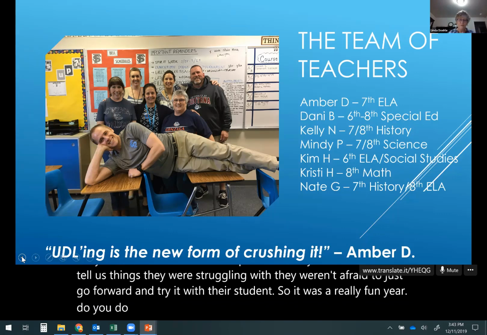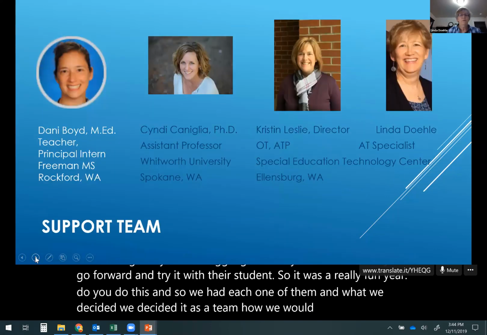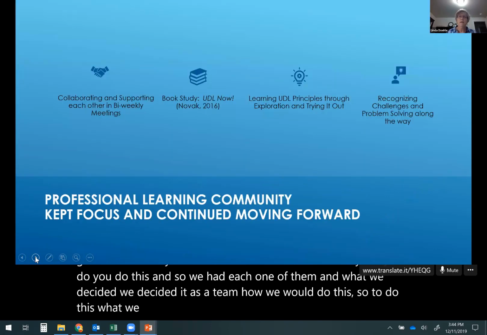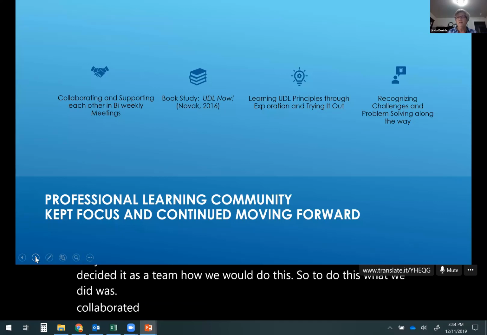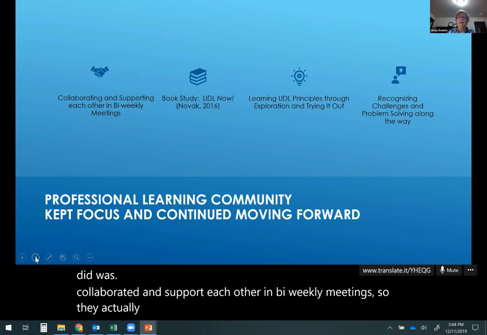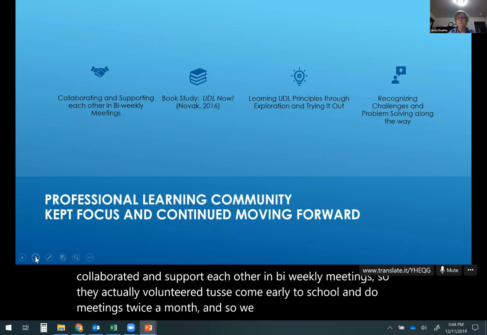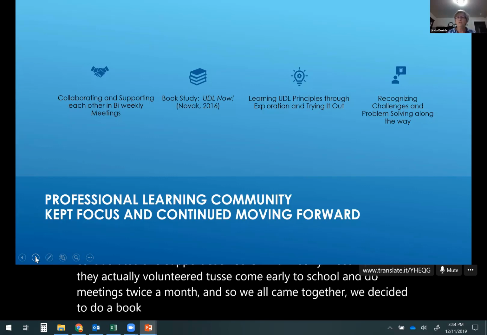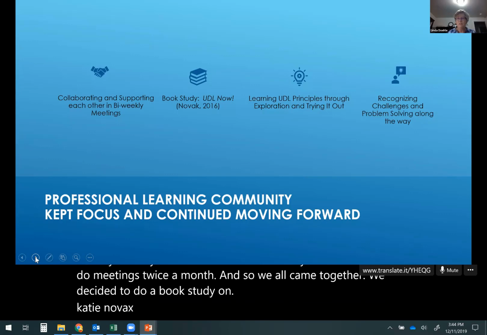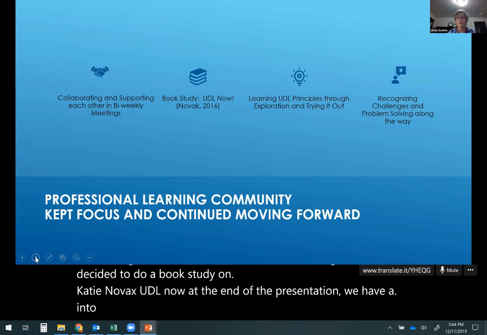And so we had each one of them, and we decided as a team how we would do this. What we did was collaborate and support each other in bi-weekly meetings. They actually volunteered to come early to school and do meetings twice a month. And so we all came together. We decided to do a book study on Katie Novak's UDL Now. And at the end of the presentation, we have a link to that so that you can get that. It's a book. It's also got great resources online for it.